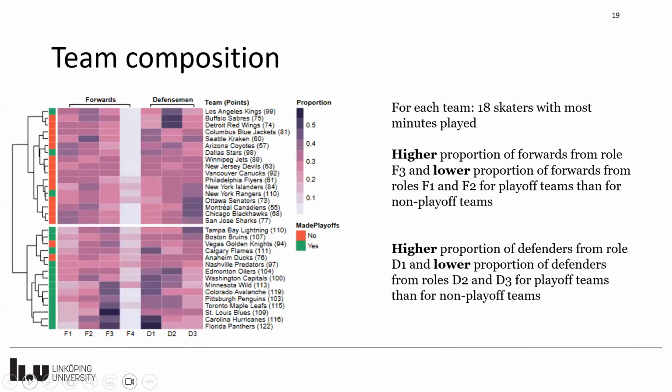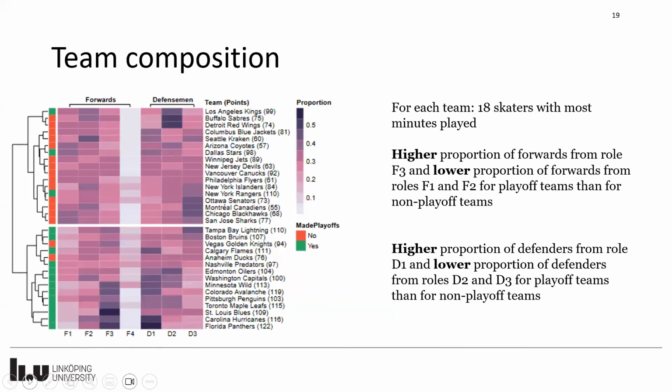So can we use the roles to say something about team composition? What we did was we looked at each team in the NHL and took the 18 skaters with the most minutes played. 18 comes from the fact that normally you have 20 players in each team for each game, and 2 of them are goalkeepers.